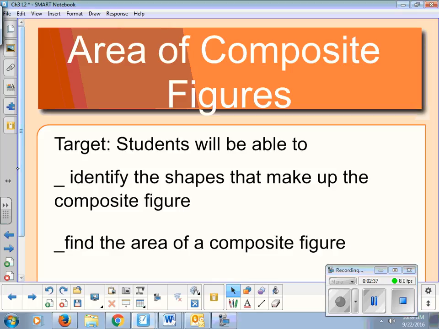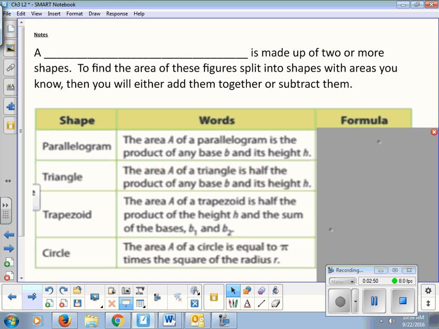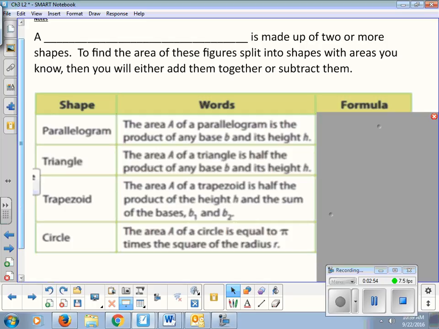The heading of our notes today is Area of Composite Figures. Our target is students will be able to identify the shapes that make up a composite figure and find the area of a composite figure. So, what do you think our vocabulary word is today? Yeah, composite figure.